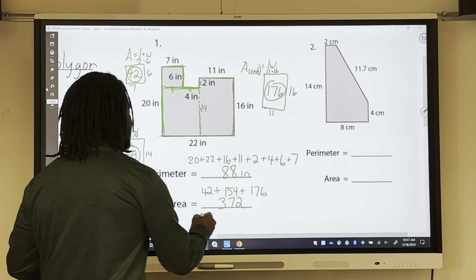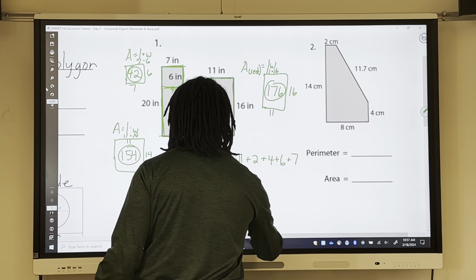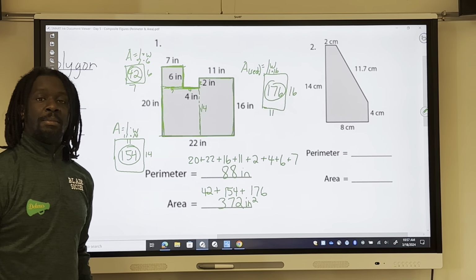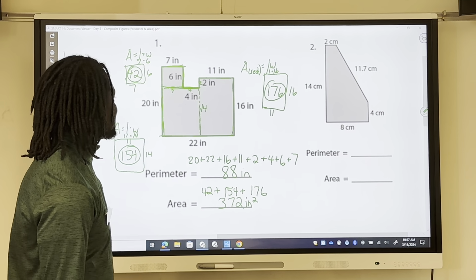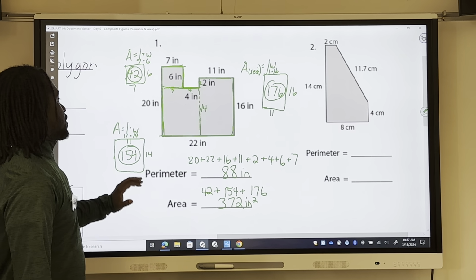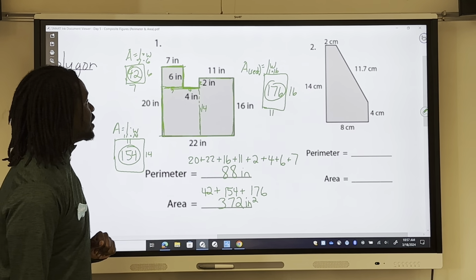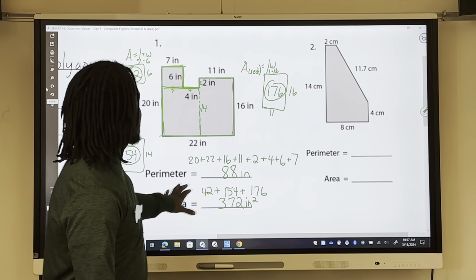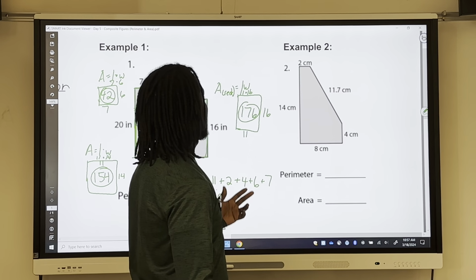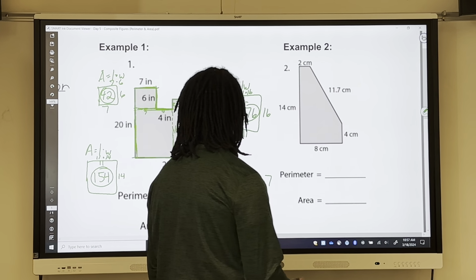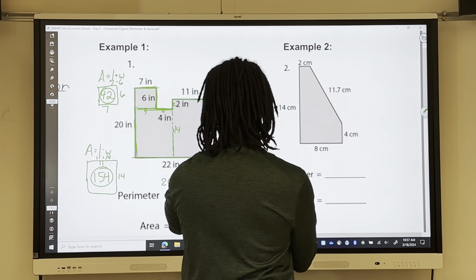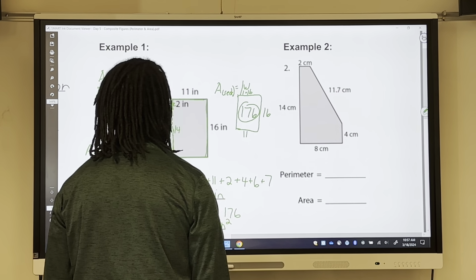Now area, the unit for that is inches squared. So that is my answer for that one. All right, here's what I want you to do. For number 2, I want you to start by figuring out, how are we going to break this up? What shapes are we going to divide this into?